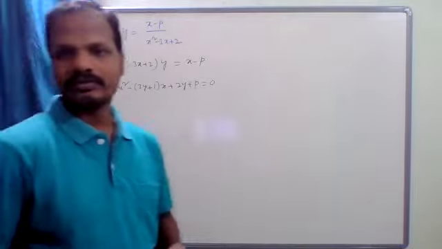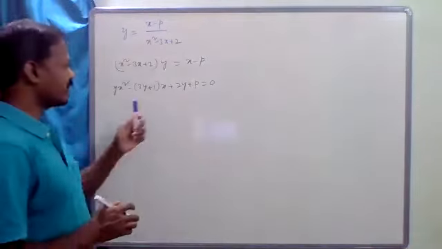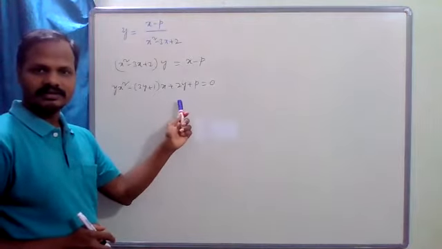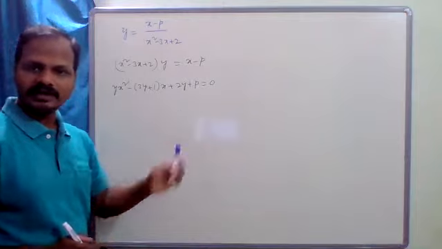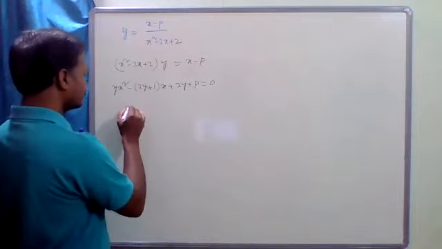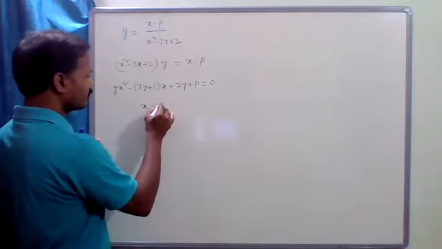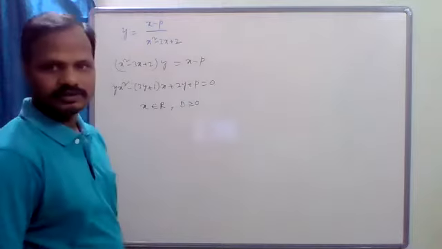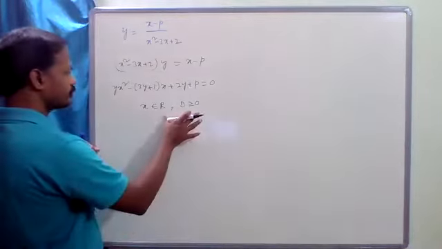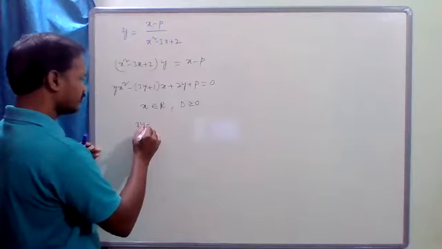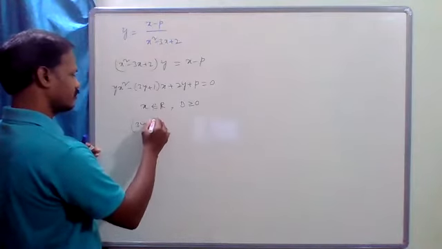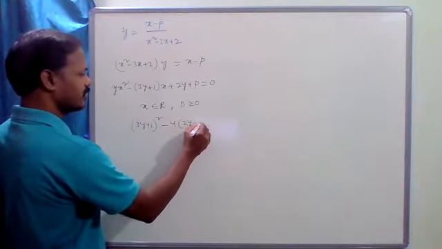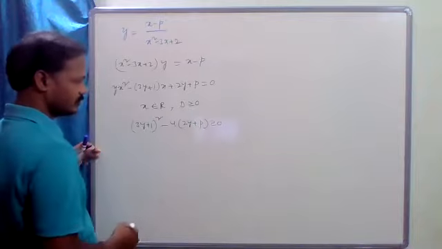Yeah, fine. So what is given? x is real. Since x is real, x is the root of this quadratic equation and x is real. So the discriminant must be greater than or equal to 0. Since x belongs to R, D must be greater than or equal to 0. That is (3y plus 1) whole square minus 4ac, 4 into (2y plus p) is greater than or equal to 0.